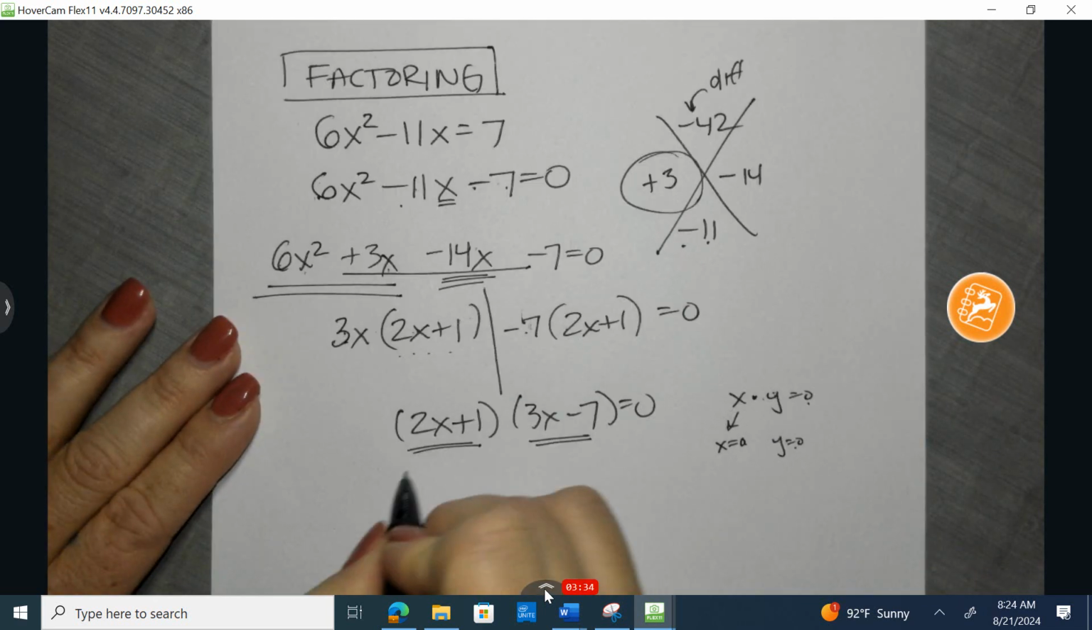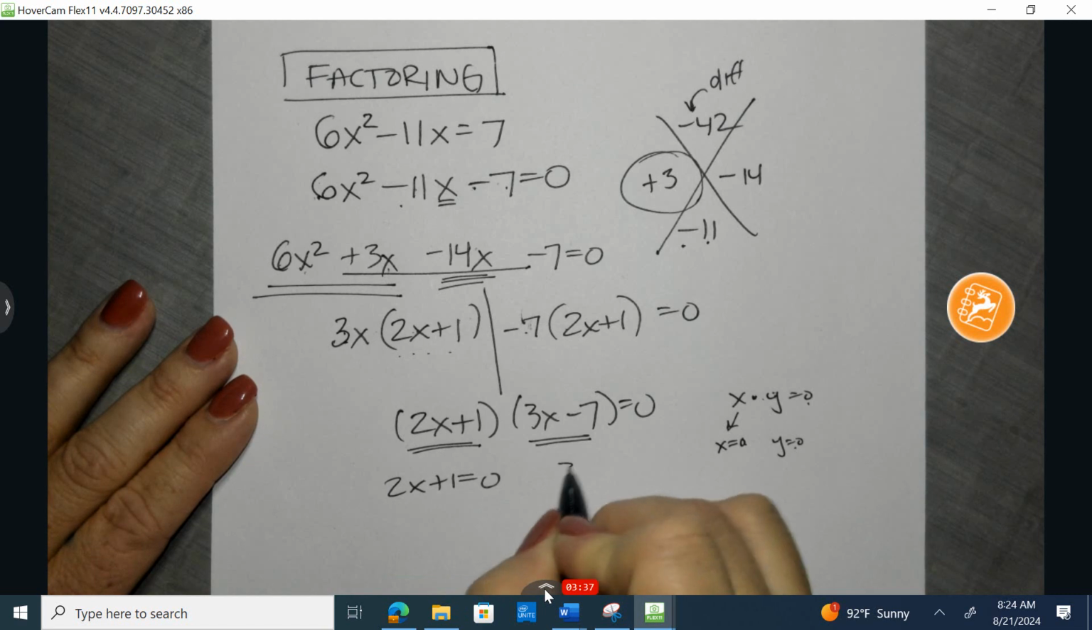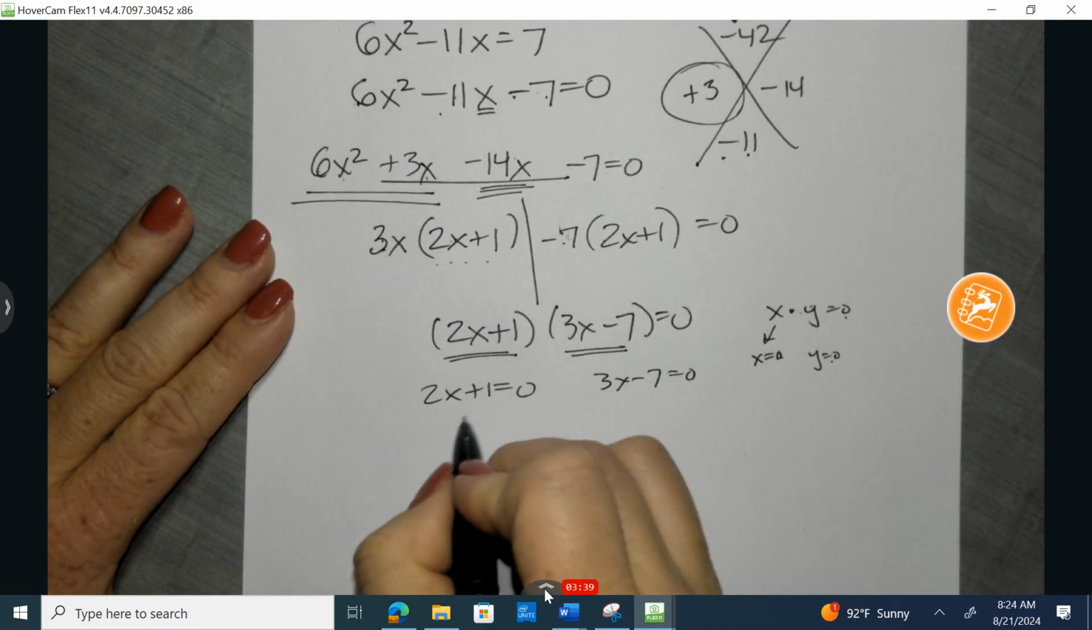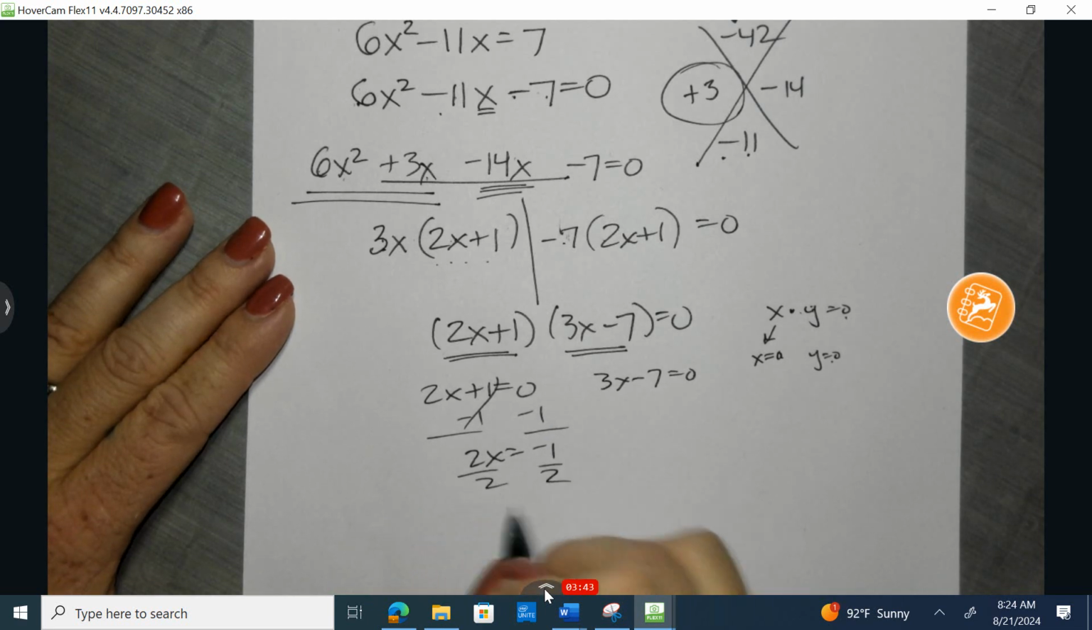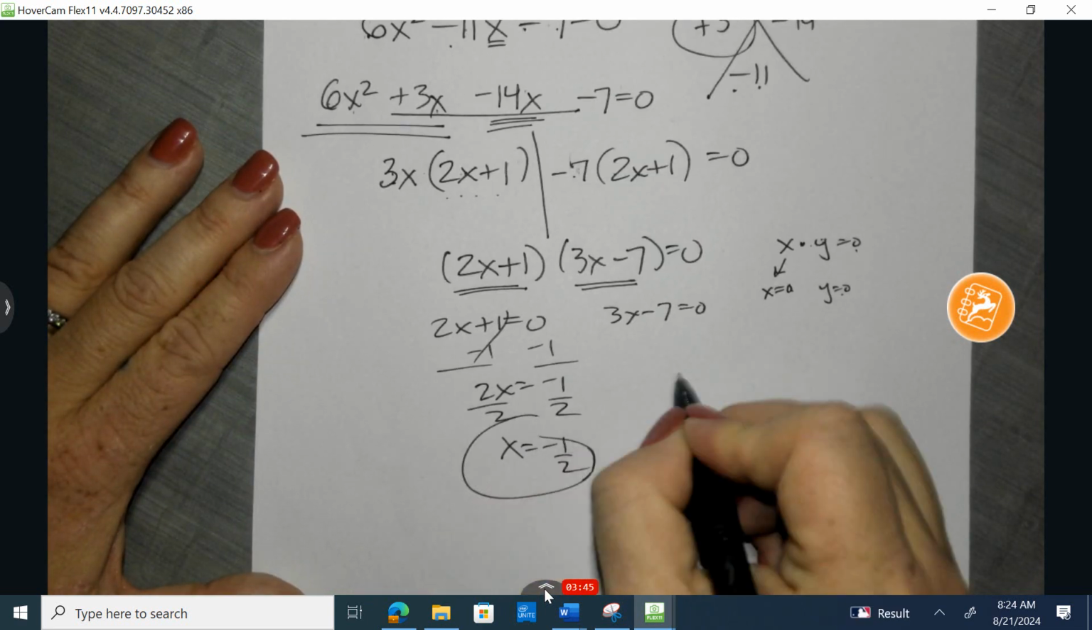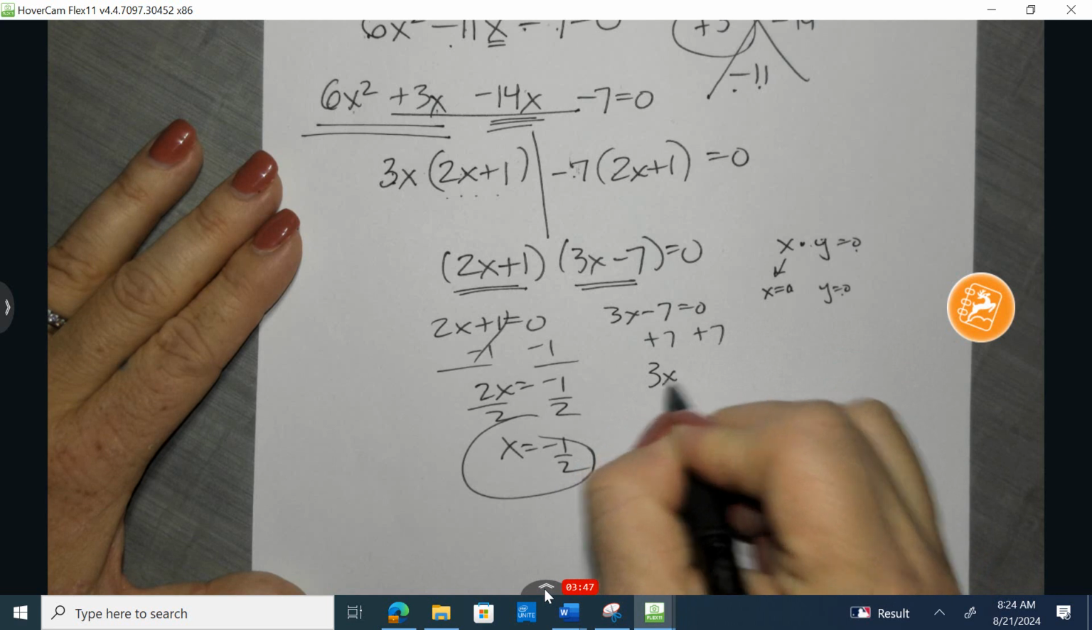So in order for us to solve, we set each factor equal to 0, and I'm quickly going to do the basic algebraic steps here. 2x equals negative 1, divided by 2, divided by 2, x equals negative 1/2. I add 7 to both sides.